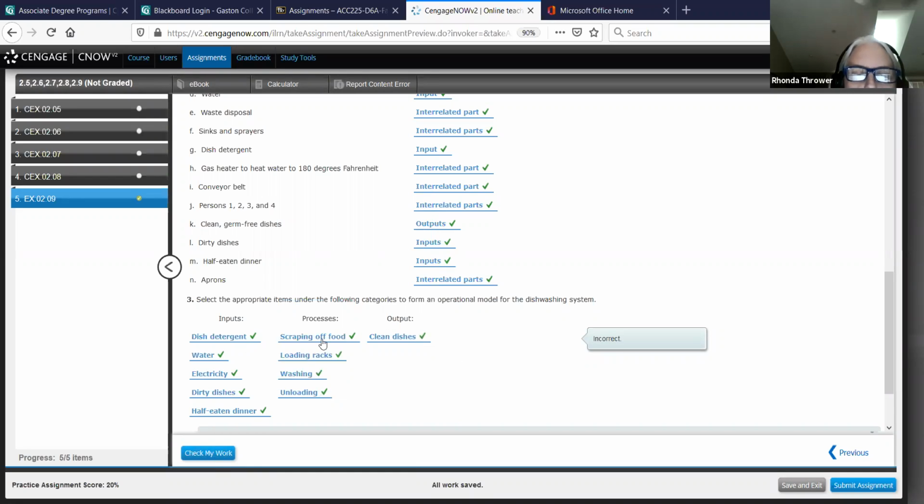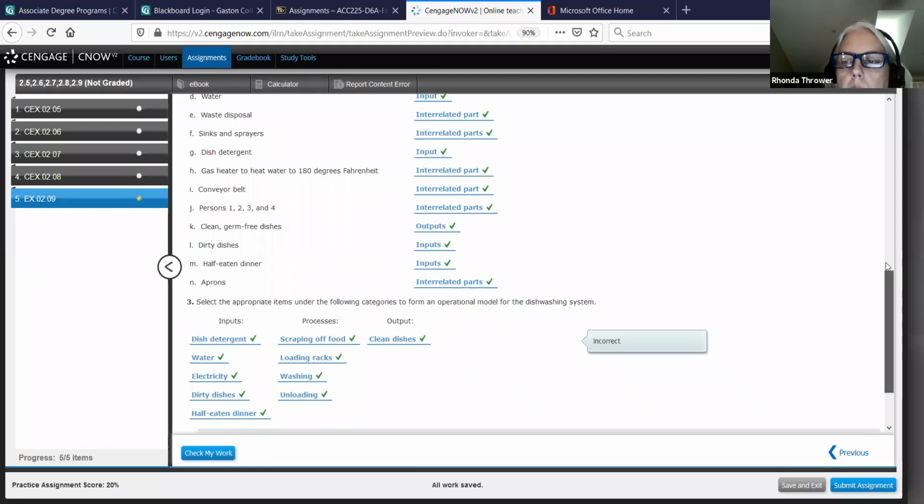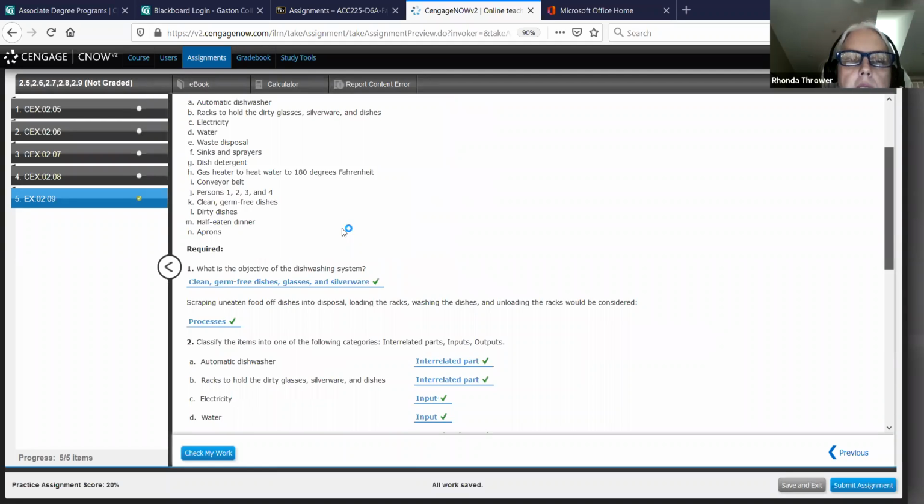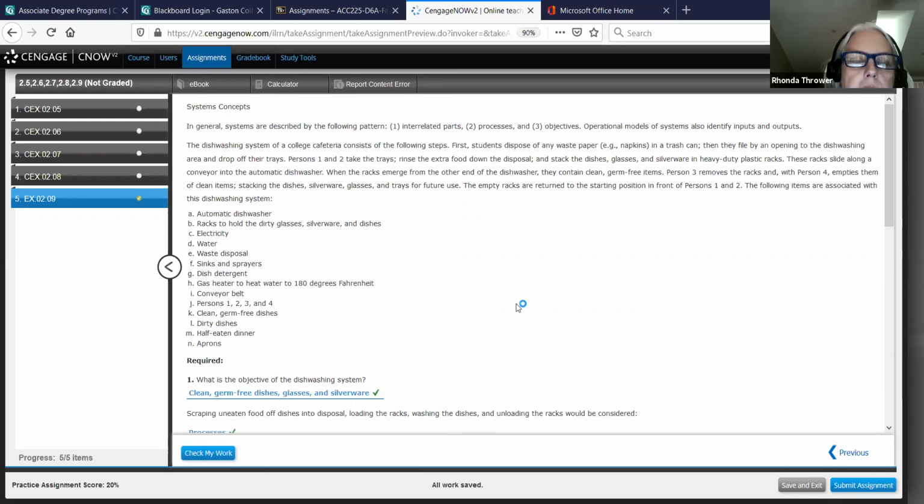So technically, we should have done this first. Our input was to put dish detergent in the dishwasher. A process would have been to scrape off the food, and the output would have been clean dishes. But all of these are inputs, all of these are processes, and all of these are outputs. And all of this has to do with terminology, basically, understanding a system and how a system would work.